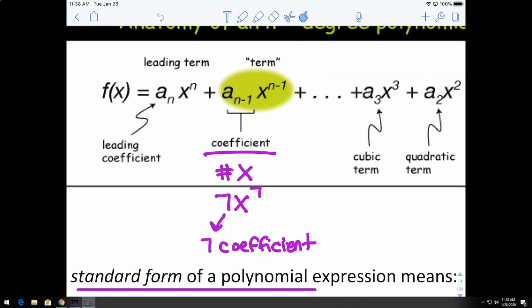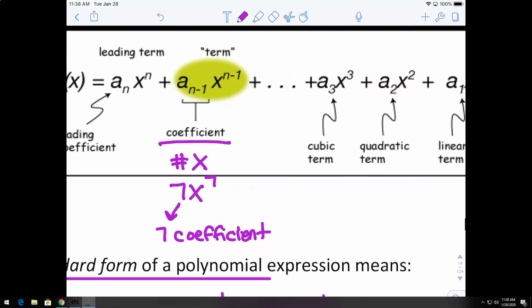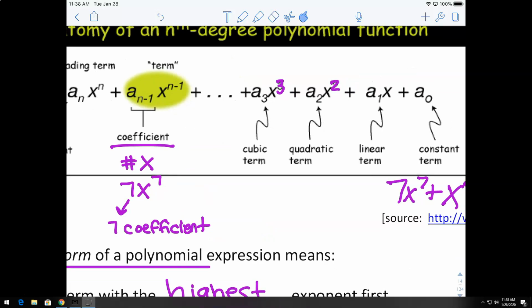Okay, we have special names for the 3. It's a cubic. We have special names for the 2, it's a quadratic. We have special names for just the x. It's a linear. And then just a constant is the very last thing. It is just a number.